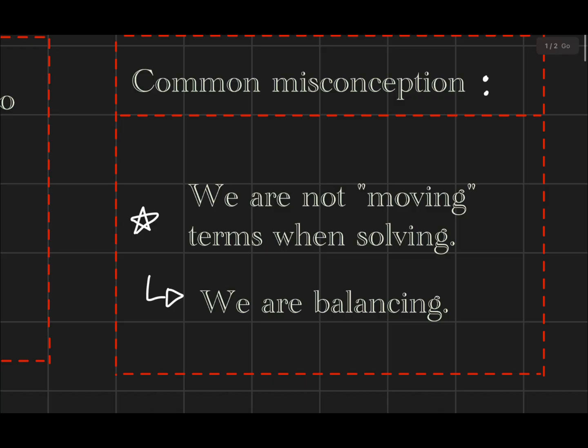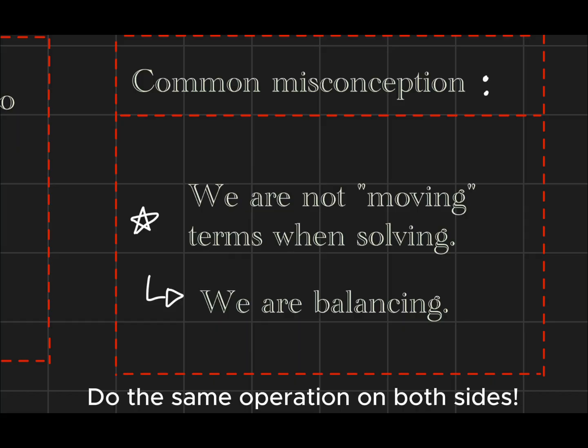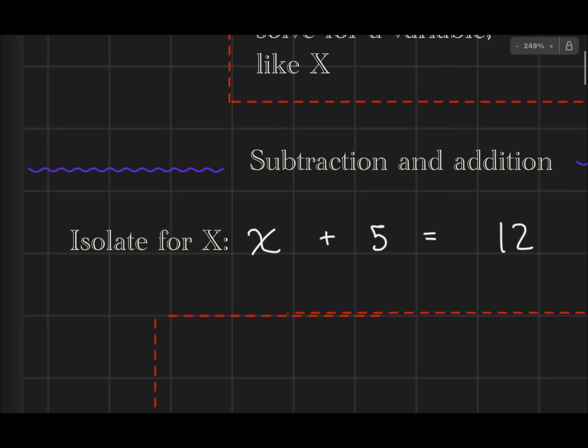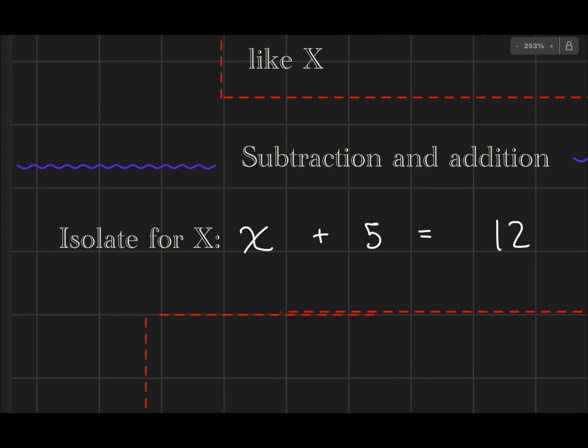Now there is a common misconception. A lot of people think that when we move terms around in an equation, we're just magically shifting them to the other side. In reality, we're not really moving anything. We're more so balancing them, and we're doing that by doing the same thing to both sides. It's a rule that whatever you do to one side, you must do to the other side to keep it equal. Now, let's start off with our first example, subtraction and addition.